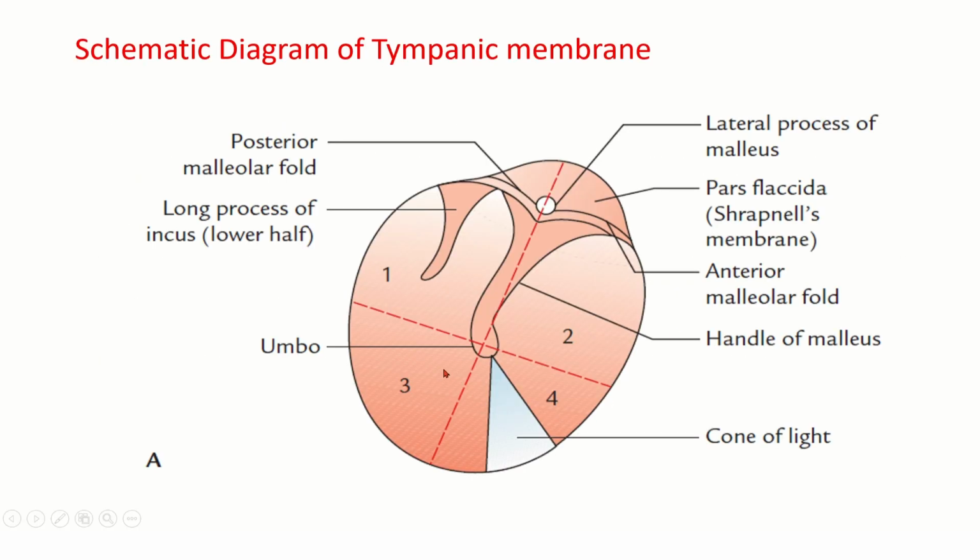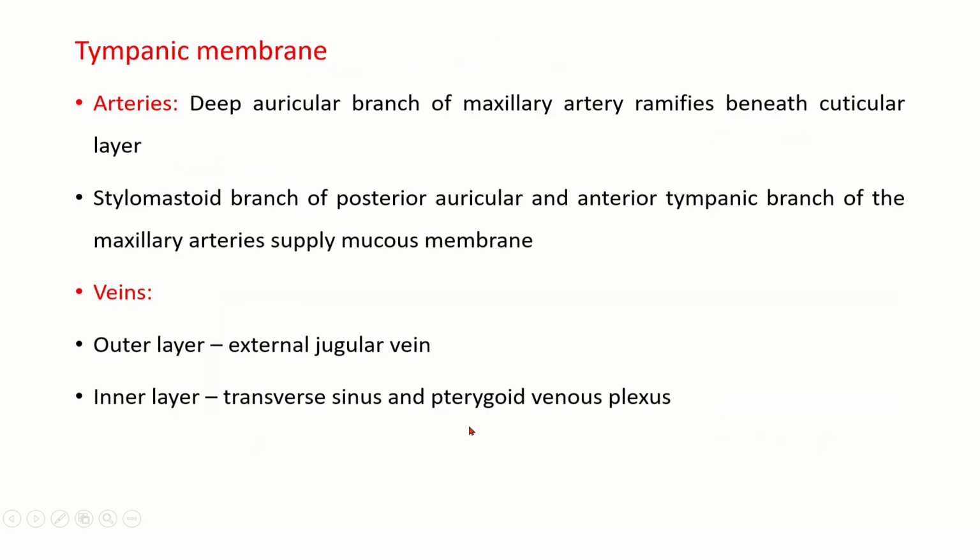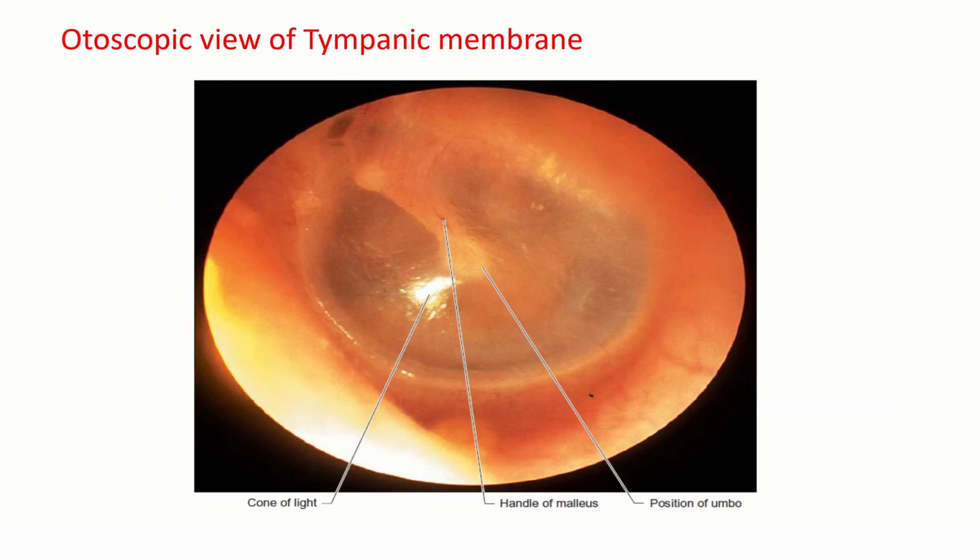So you can see a schematic diagram showing four quadrants: anterior inferior quadrant, anterior superior quadrant, then posterior superior quadrant, and posterior inferior quadrant. Why are these quadrants important? Because there are certain deep relations which are very important here. I'll show you what the deep relations are.